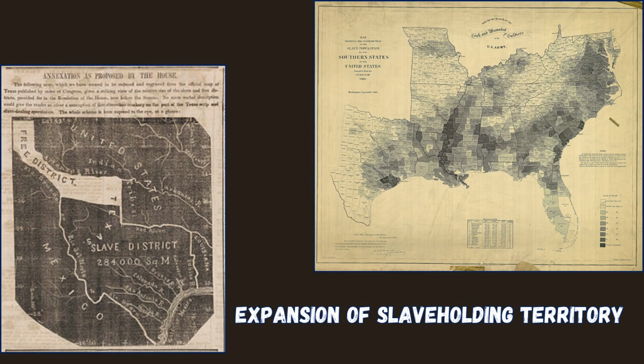Expansion of slave-holding territory. Texas's independence and later annexation opened a vast new territory where slavery could expand. This alarmed abolitionists in the United States and increased tensions between pro- and anti-slavery factions.